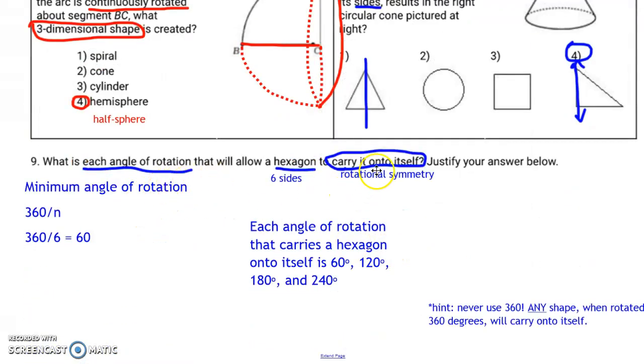Last but not least, what's each angle of rotation that allows a hexagon to carry onto itself? We did 360 over 6. That gave us 60 degrees. And then each angle of rotation is 60, and then 60 times 2, 60 times 3, 60 times 4.